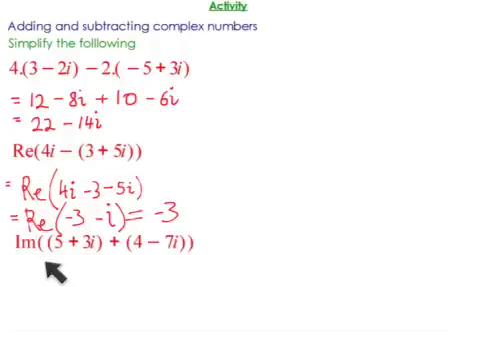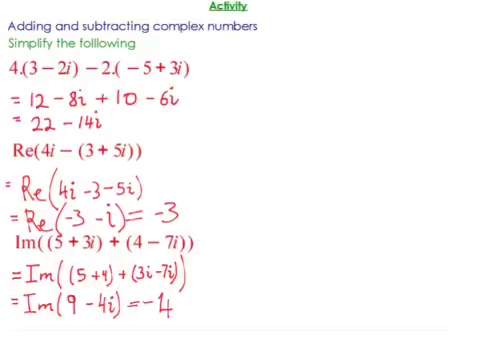Okay, next question, let's find the imaginary part of this expression. So let's collect the real and imaginary parts and simplify. And so we're finding the imaginary part of 9 minus 4i, which is just the -4. Now you have to remember, you don't include the i, because the i just indicates which is the imaginary part, and the number itself that's part of the imaginary part is the -4.